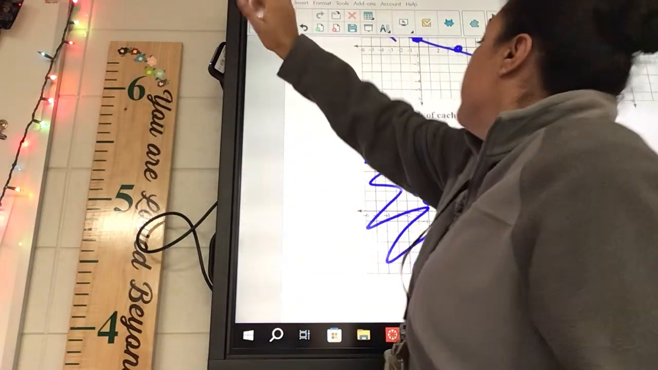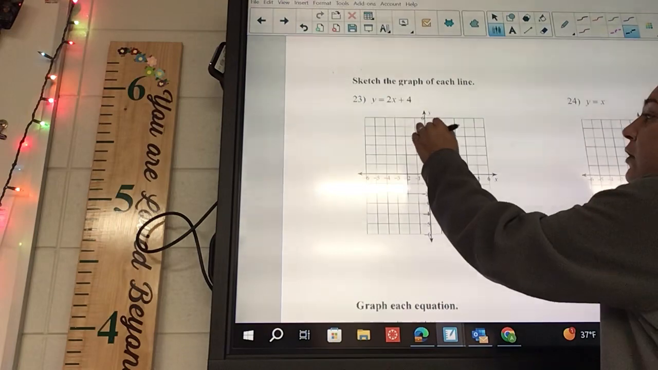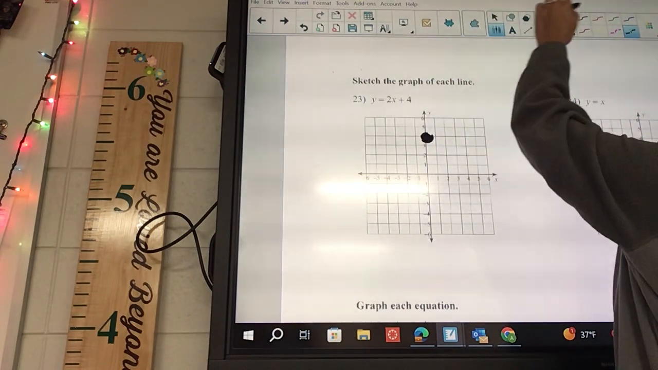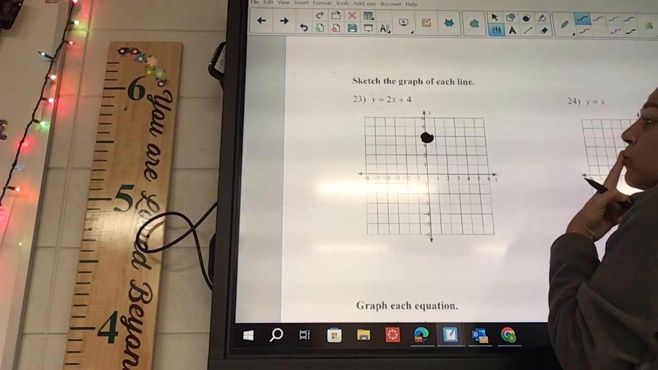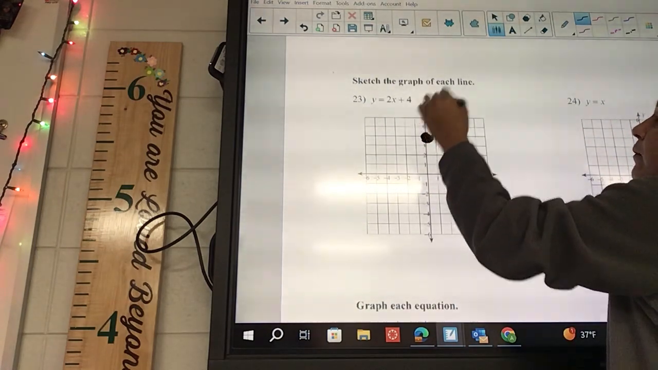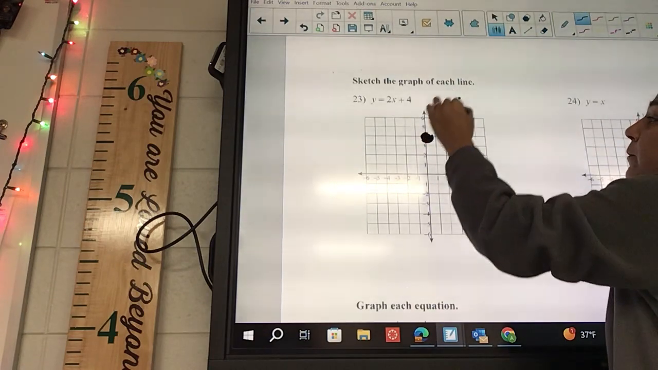Okay, 22, 23, just kidding. Where does this line start? At 4. What is the slope? 2 over 1. Okay, so we're going to go up 2 over 1 which way? To the right. Okay, to the right.